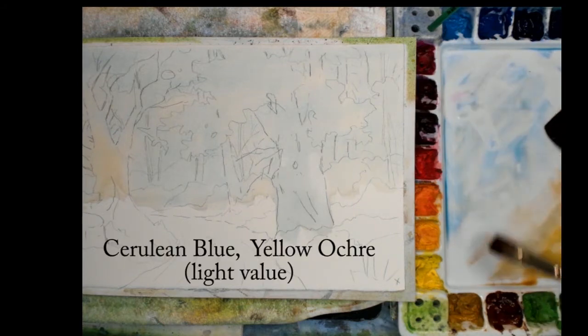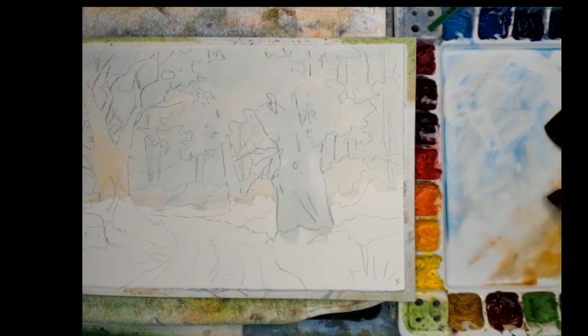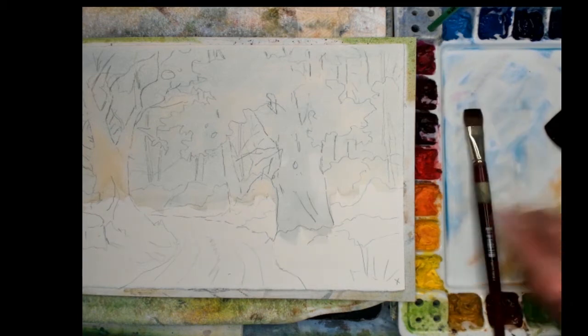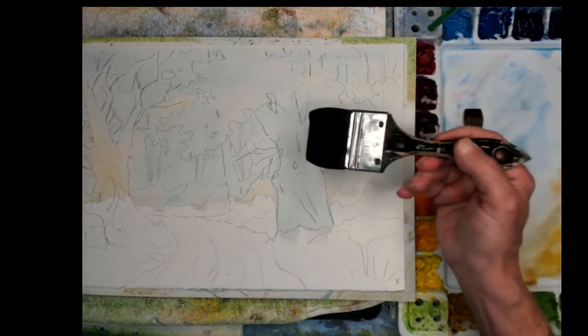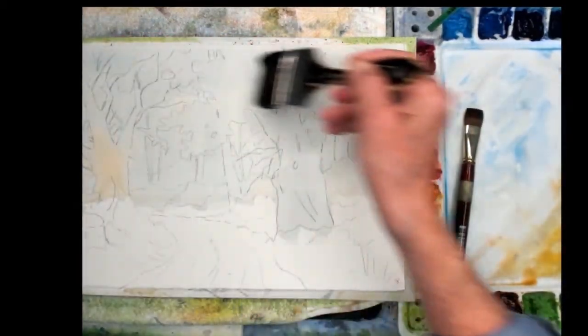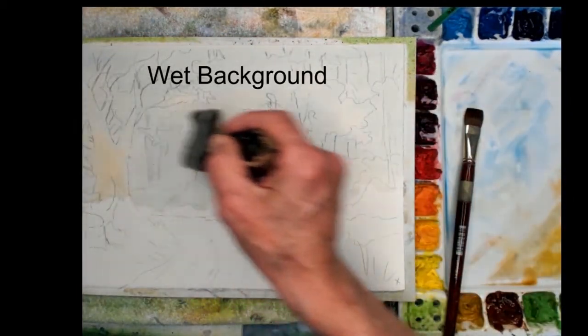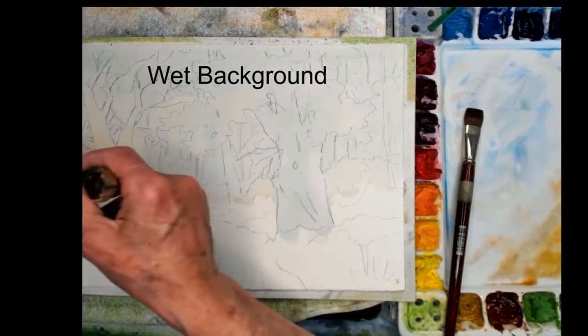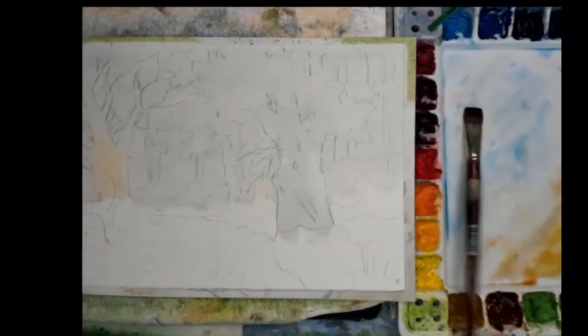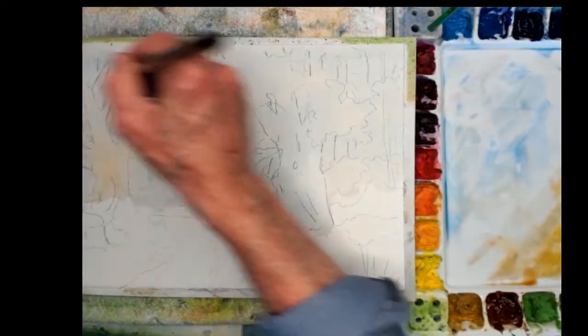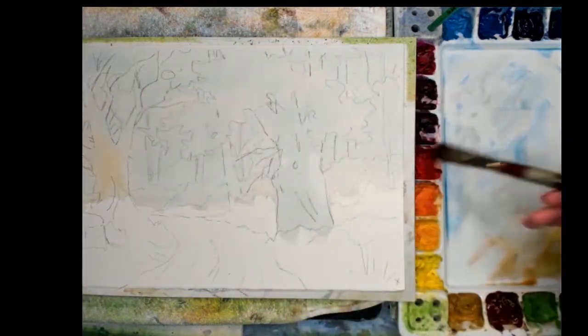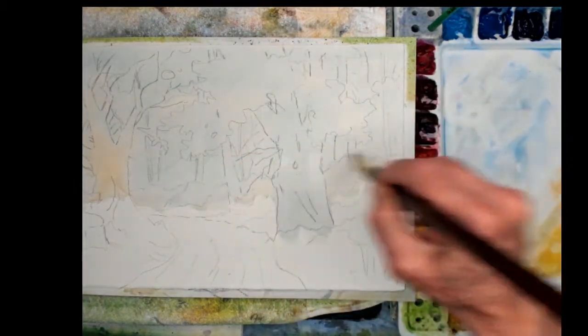And here I'm mixing up my colors using cerulean blue and yellow ochre. And I'm going to wet the background with a little 2-inch brush. I wet the background first with plain water, and then I start putting in the light background colors. I had done this ahead of time, so here I'm just showing you what I did as a result.